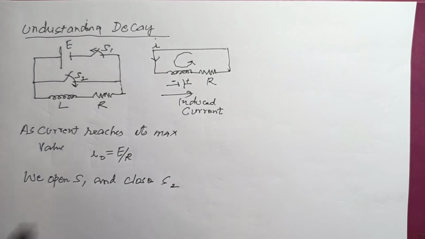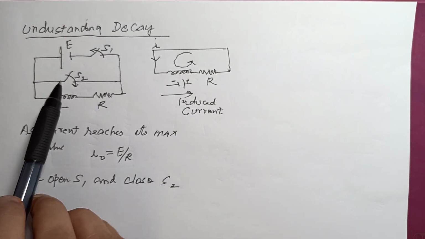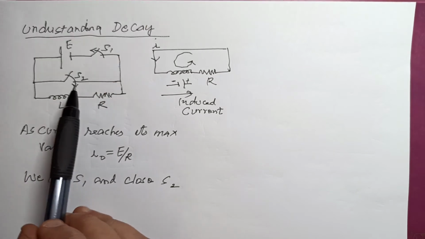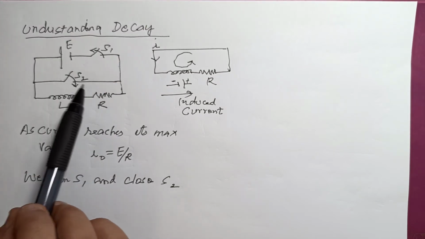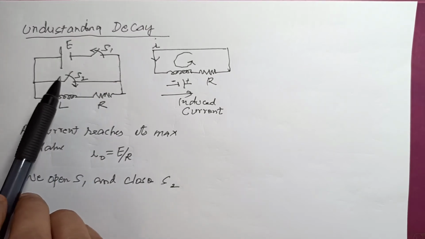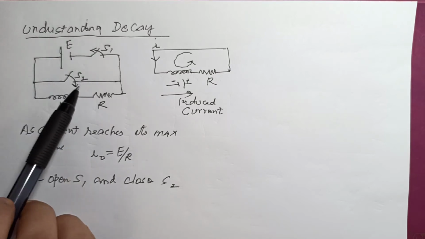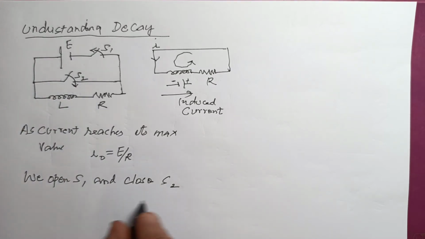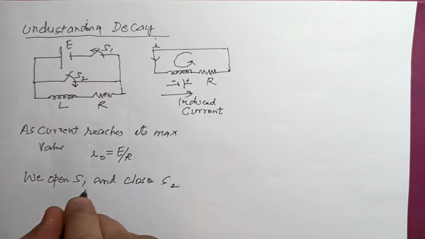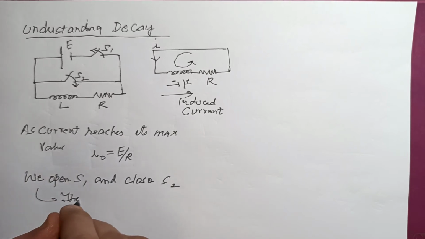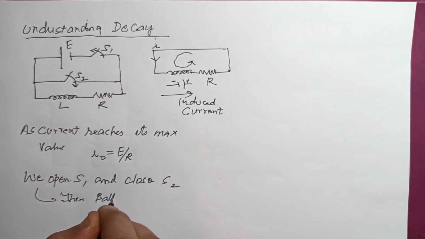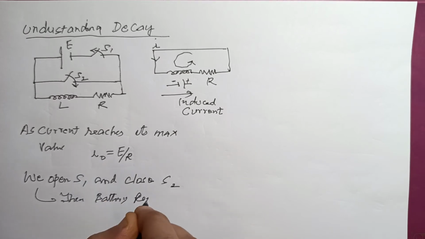We have closed this S2 because if we check it off, the circuit would be completed only when S2 is closed. So that is also to be done. This needs to be open, this needs to be closed. Now we close S2. Now the battery is removed.